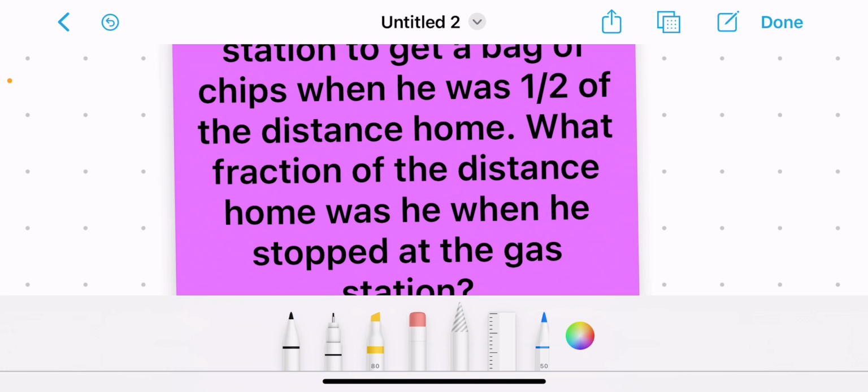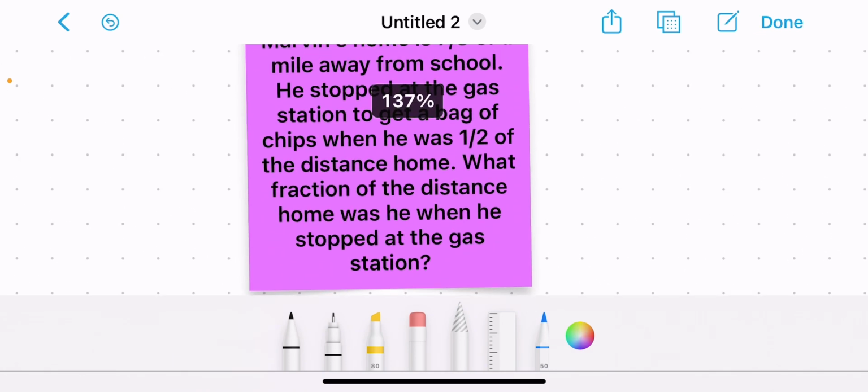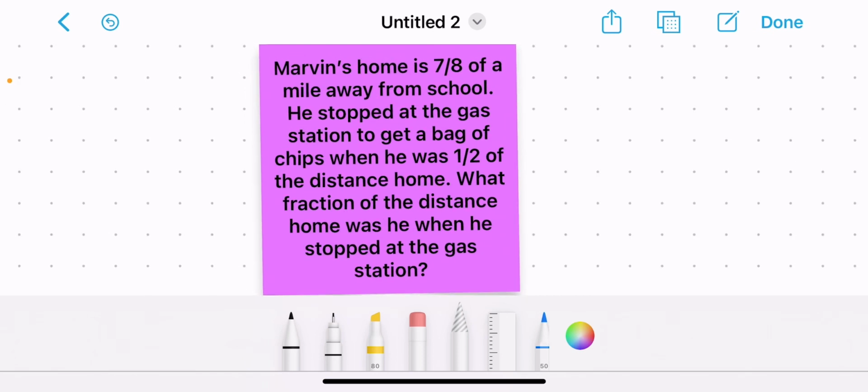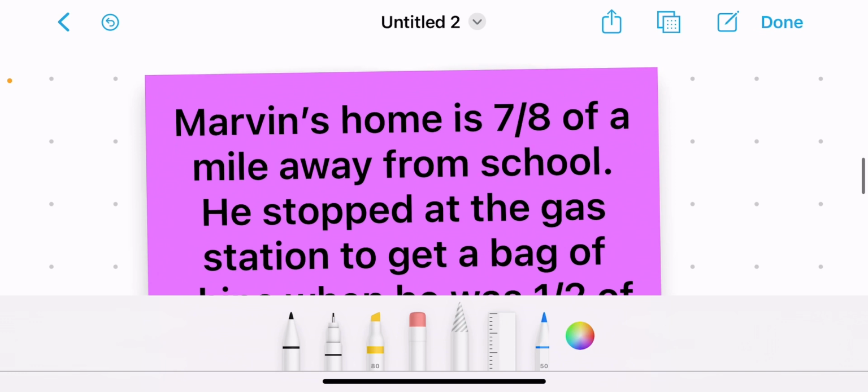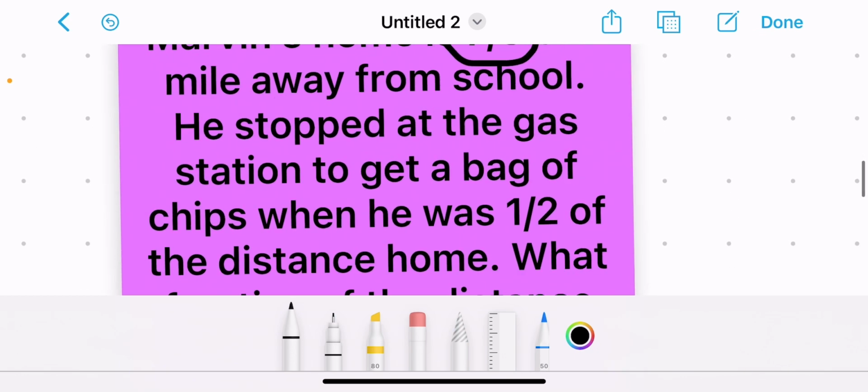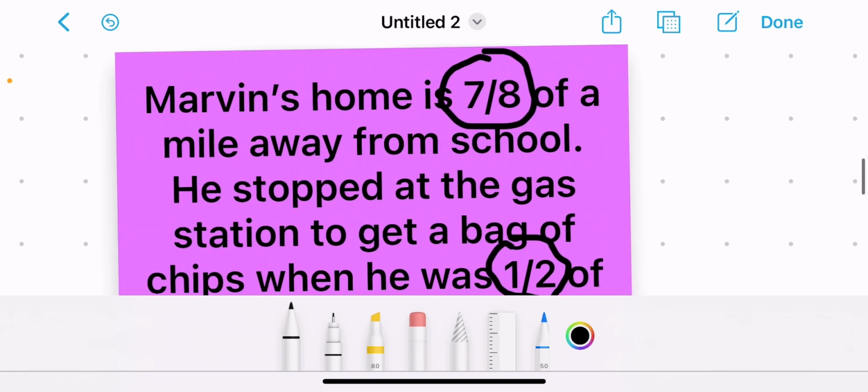All right, I'm going to zoom out, and I want you to pause the video and read it once on your own. Think about how you might annotate the problem. All right, here's how I would annotate the problem. The first thing I'm going to do is circle the numbers that I see. Numbers includes fractions, of course. I'm going to circle 7/8 and 1/2. Those are the only numbers I see, so I'm going to move on to underlining key words.